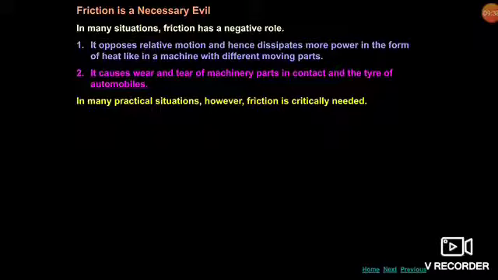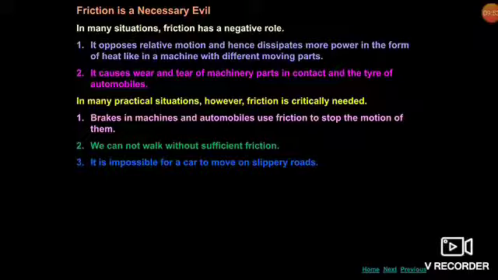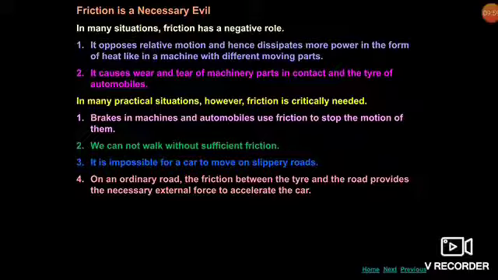In many practical situations, however, friction is critically needed. Brakes in machines and automobiles use friction to stop their motion. We cannot walk without sufficient friction. We will slip otherwise. It is important for a car to move on slippery roads. On an ordinary road, the friction between the tire and the road provides the necessary external force to accelerate the car.